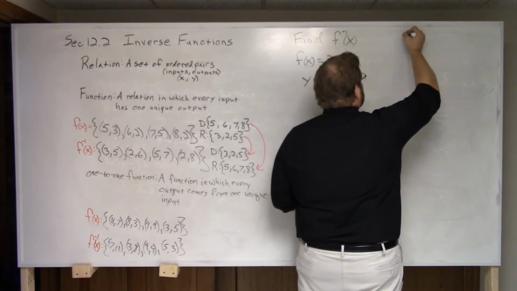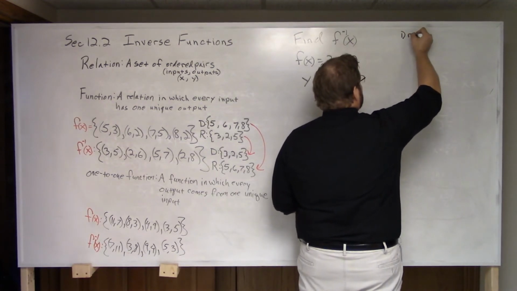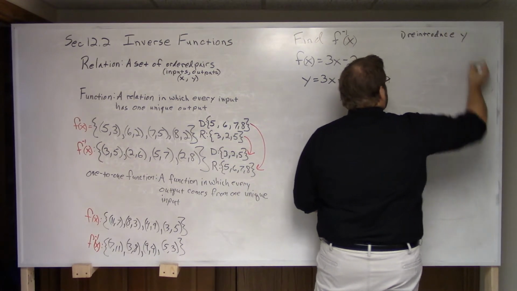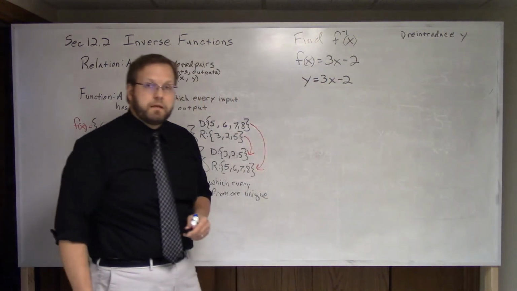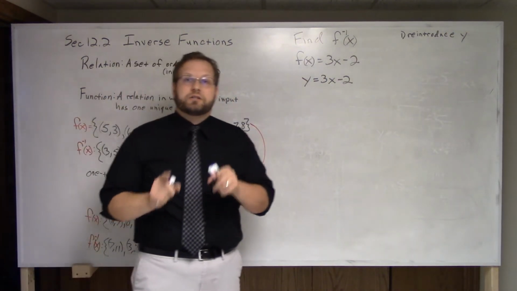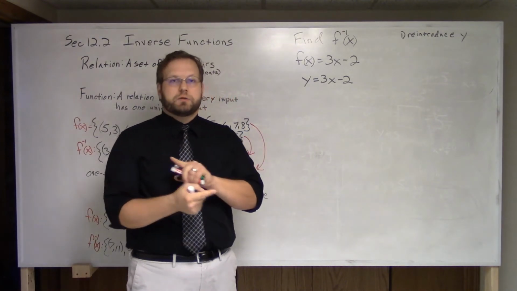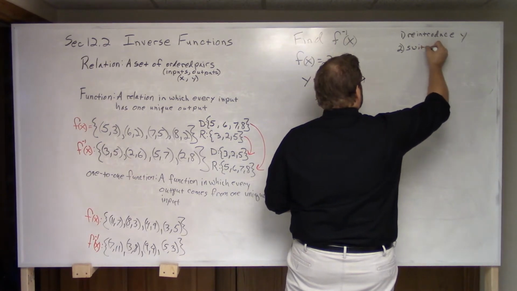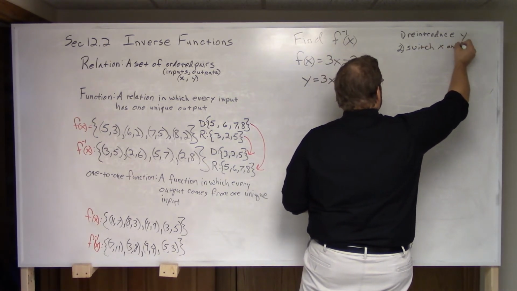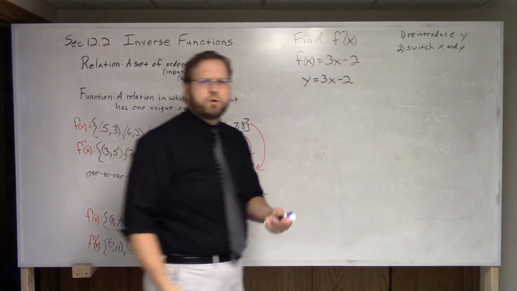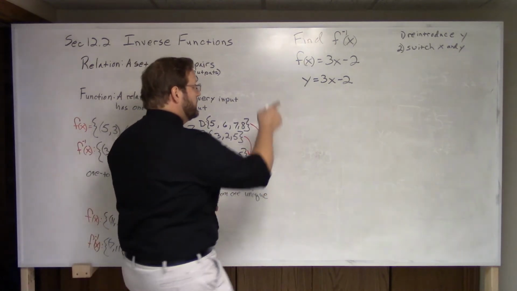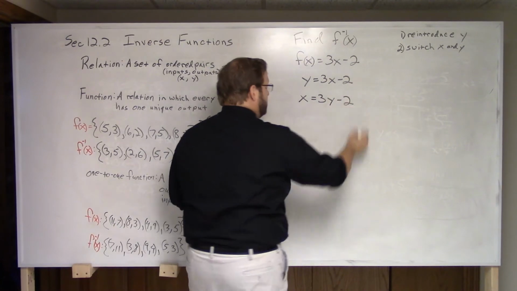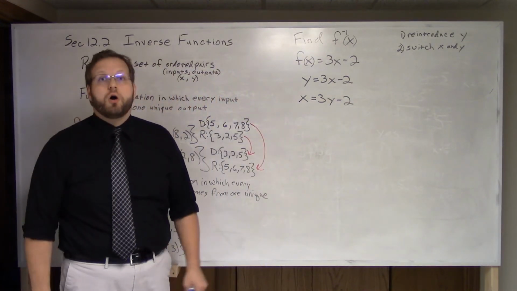Okay, so steps for this. Step 1, reintroduce the y. The next thing is when we actually take the inverse. Switch the x and y. Okay, what do I mean by that? Literally, where you see a y, write an x. Where you see an x, write a y. That's all there is to it.